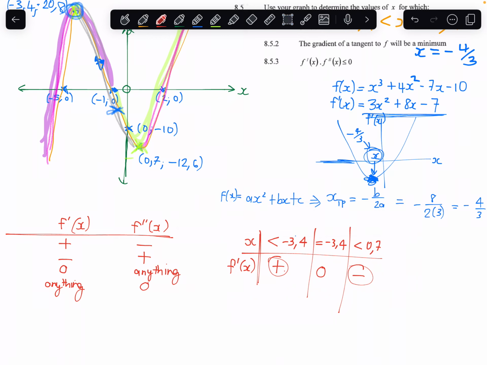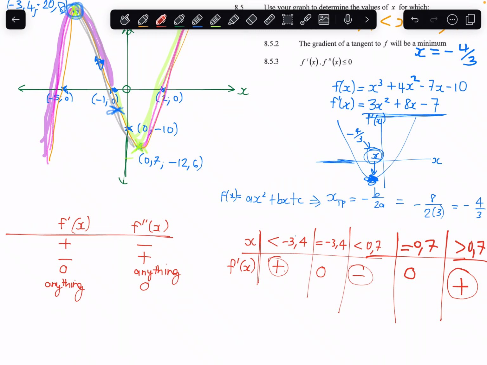Okay, and then when x is equal to 0,7, we have another turning point, right? So the gradient is 0. And then finally, when x is greater than 0,7, our gradient is positive again, right? So the turning points are our breaking points, where we go from positive to negative gradient and from negative to positive gradient. Okay, so we have those values for our f prime.